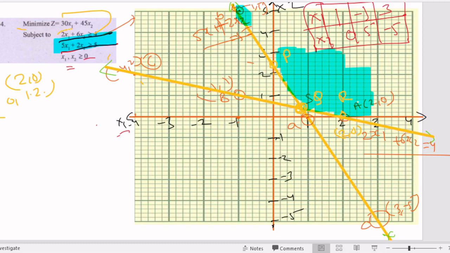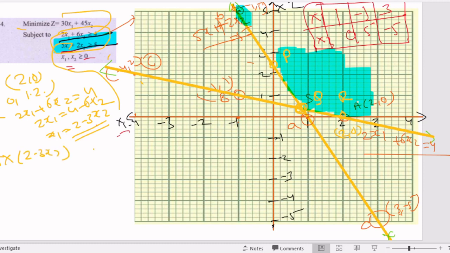Then you need to solve these 2 equations to get the answer. How to solve? Either you can substitute, or you can solve the simultaneous equations. Let's see substitution. 2x1 plus 6x2 is equal to 4. If I say 2x1 is equal to 4 minus 6x2, so x1 is equal to 2 minus 3x2. You need to substitute x1 is equal to 2 minus 3x2 in the second equation. So 5 into x1 is 5 into 2 minus 3x2, plus 2x2 equal to 5.